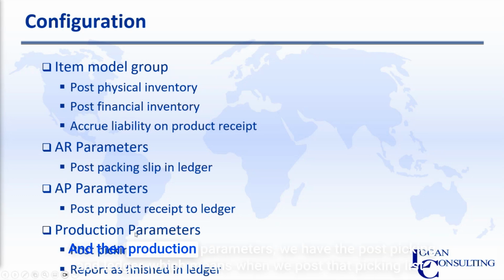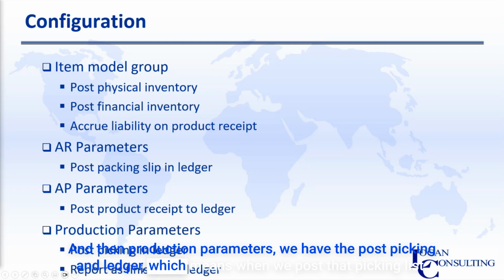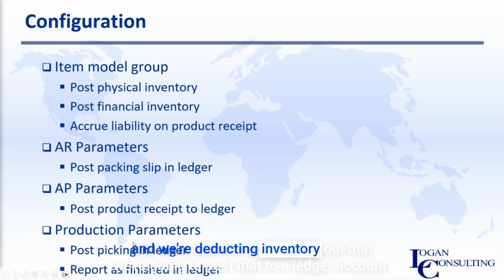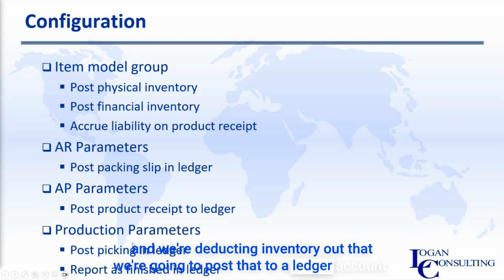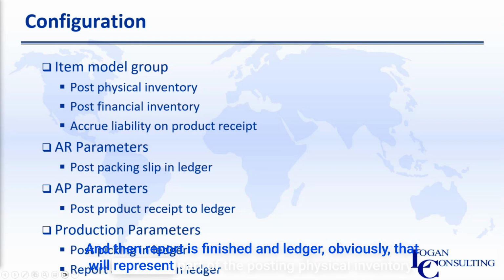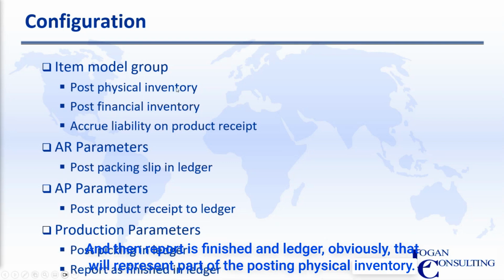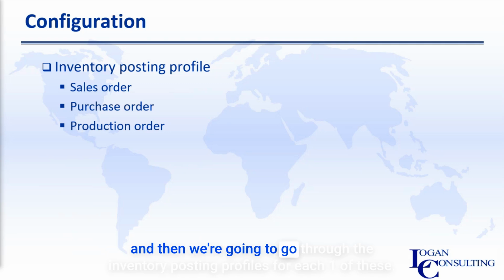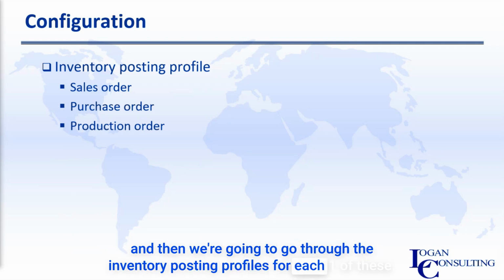And then production parameters, we have the post picking and ledger, which means when we post that picking list and we're deducting inventory out, that we're going to post that to a ledger account. And then report as finished in ledger. Obviously, that will represent part of the posting physical inventory. And then we're going to go through the inventory posting profiles for each one of these.